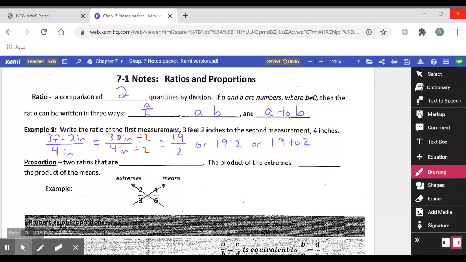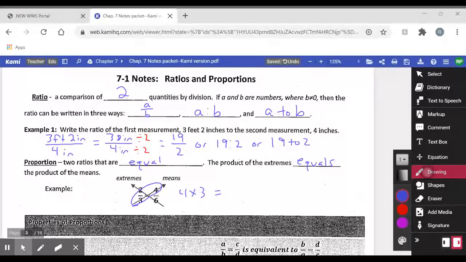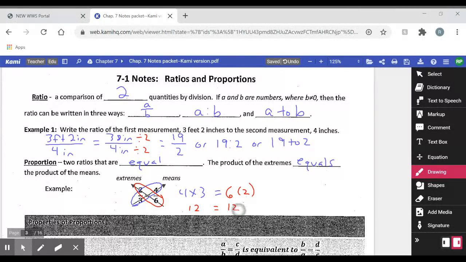A proportion is two ratios that are equal. And the product of the extremes equals the product of the means. All that's saying is what I multiply in one diagonal has to be equal to what we multiply in the other diagonal. You can see that all that's saying is 4 times 3 has to be equal to 6 times 2 for those to be proportional, and that makes sense because we end up with 12 is equal to 12.